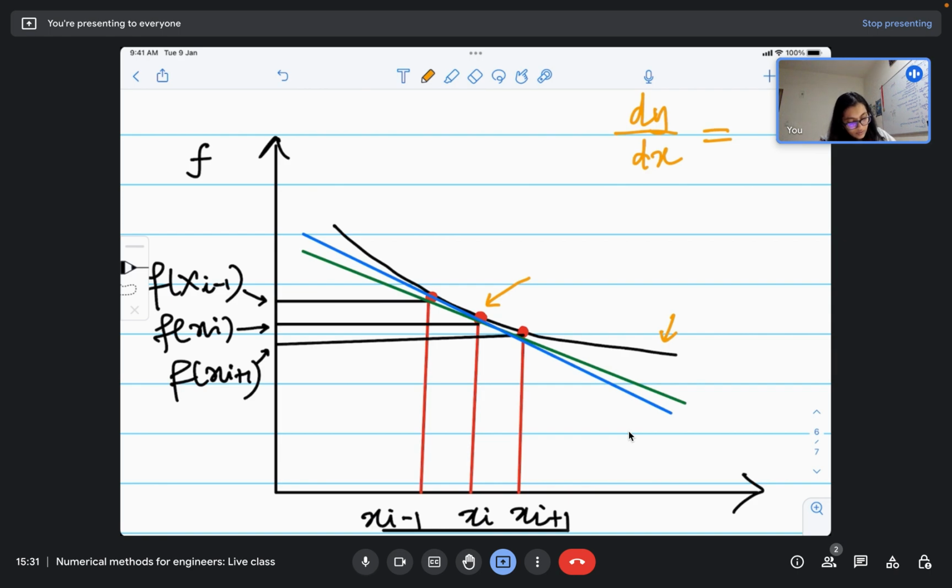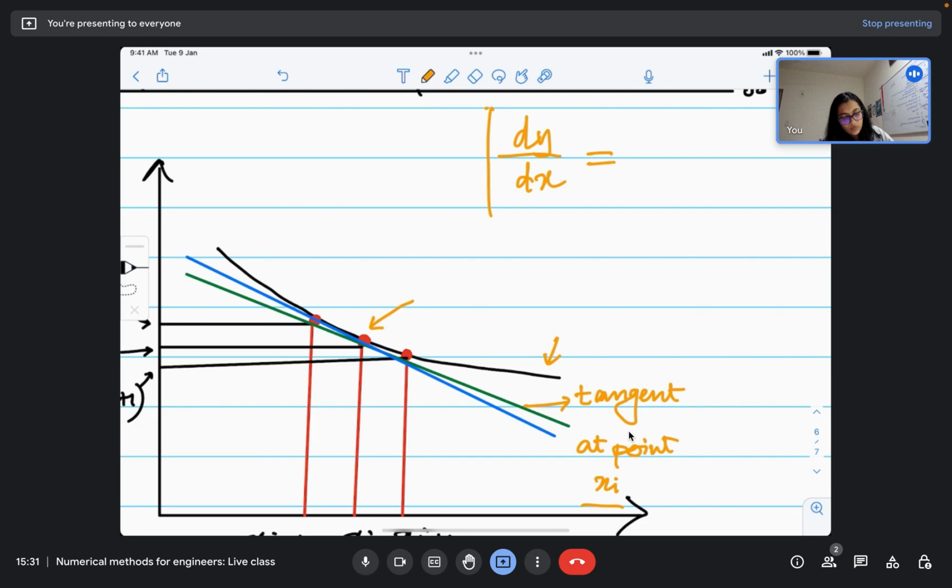So take this green line over here, which is the tangent at point xi. So when we directly compute dy by dx and get some analytical expression, what we have basically done is computed the slope of the line, that is the tangent. So here there will be a slope of the tangent, okay. So that is basically the green line in this case.